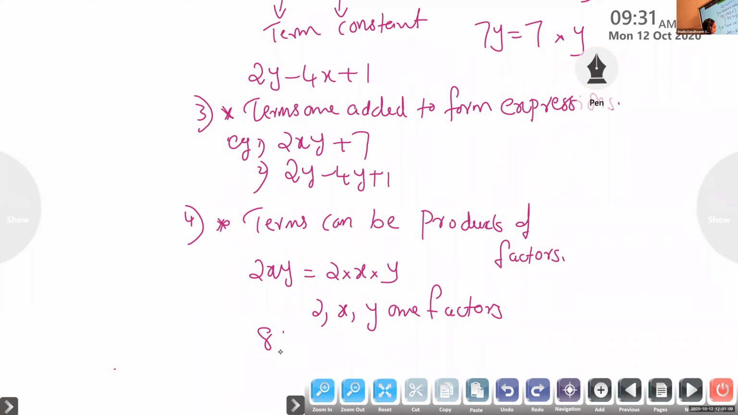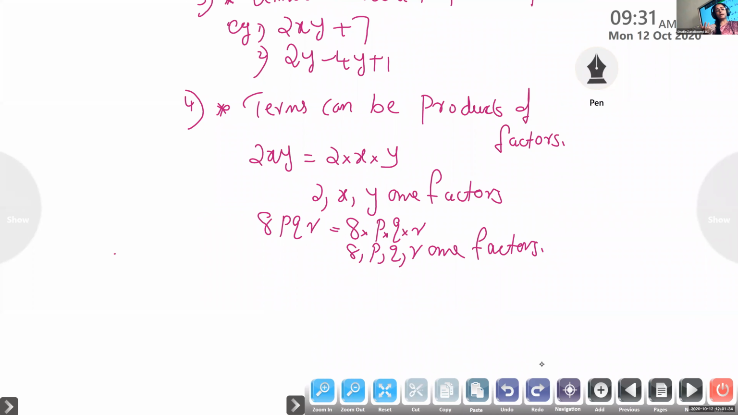Next is 8pqr. It is a term. So it is 8 into p into q into r, so 8, p, q, r are factors. We have already studied prime factors. Factors of 9 are 3 into 3. Factors of 6 are 3 into 2. Factors of 8 are 2 into 2 into 2. In algebraic expressions, the factors may be constants or variables.